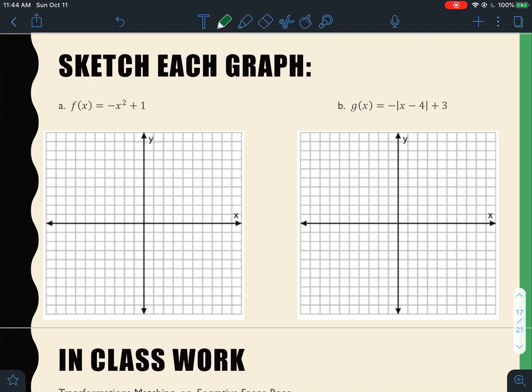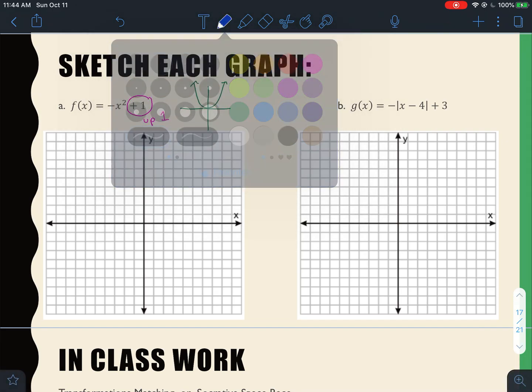All right, so let's put some of the transformations together. So on A, I have negative x squared plus 1. More than one transformation happened. So my original graph is x squared, so it's a happy parabola. Two different things happen to this parabola. What does that plus 1 at the end do to the parabola? It moves it up 1. What else happened to the parabola?